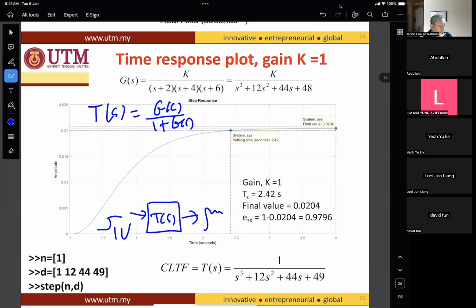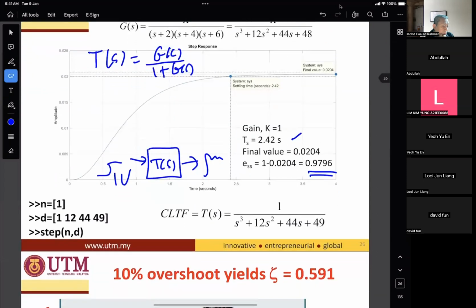So we get this as slide number 25. With K equal to 1, the gain is 1, settling time 2.42 seconds. Final value 0.02, which will produce steady state error 1 minus 0.02, which is 0.98, which is very, very big. So we need to do gain adjustment in order to improve the steady state error and to improve the settling time. Improve meaning reduce the settling time to a small value, so that it becomes faster.